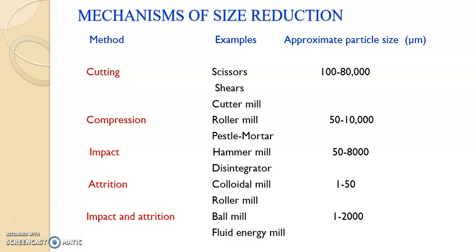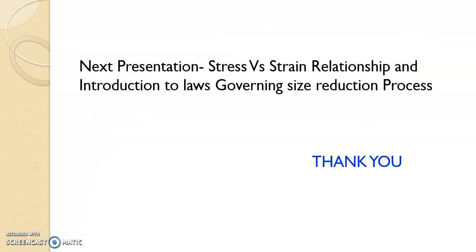The last mechanism we are studying is impact and attrition. This is a combination of impact and attrition, a mechanism used by the ball mill and fluid energy mill for the size reduction process. So we obtain a size range right from 1 micron to 2000 microns. So depending on the type of the mill and the nature of the material to be size reduced, the mills are chosen, and it also depends on what approximate particle size is required at the end.